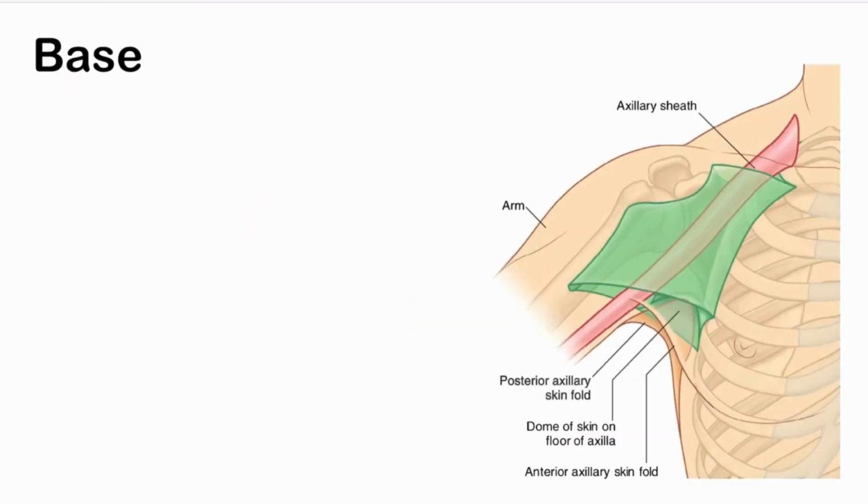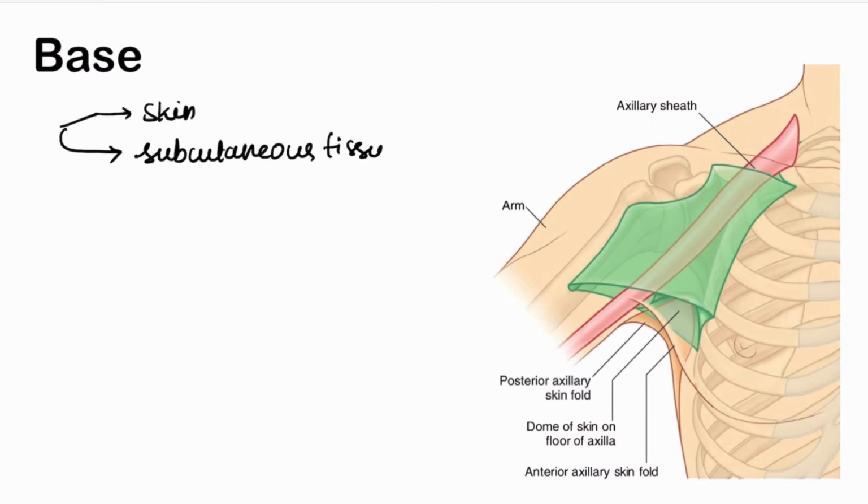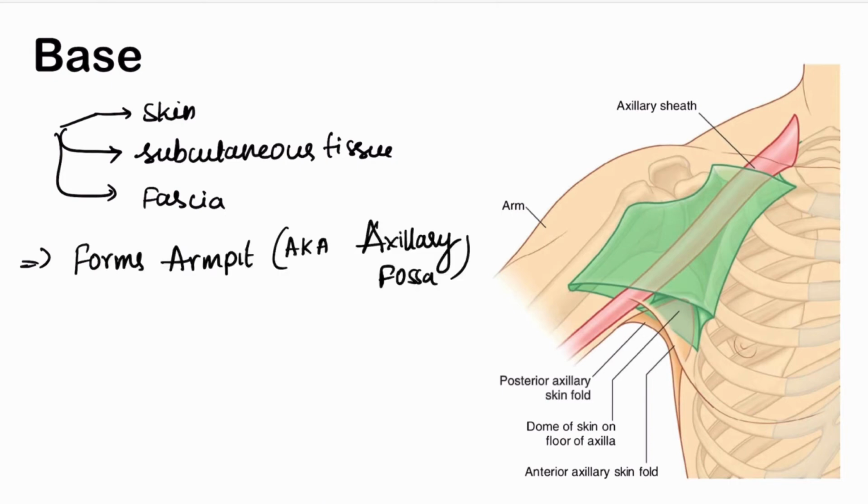Now let us talk about the base. As we see in the diagram, this is the base here. This base is formed by the skin, the subcutaneous tissue, and the fascia. Base forms the armpit, which is also known as the axillary fossa. Actually, this base is bounded by the axillary folds. They are the anterior axillary fold and the posterior axillary fold.